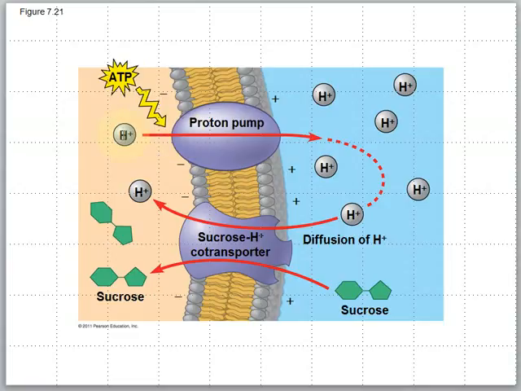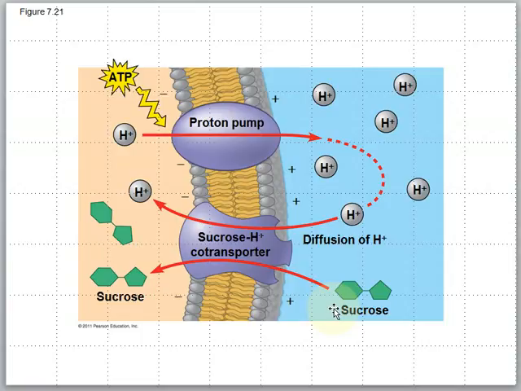It is using ATP to pump out hydrogen ions against the concentration gradient, making it more and more positive outside of the cell. Well, those ions really want to just diffuse right back in to help even this electrical gradient out. So they start to diffuse back in. Well, that diffusion back in allows this co-transporter protein to take sucrose and move it into the cell.